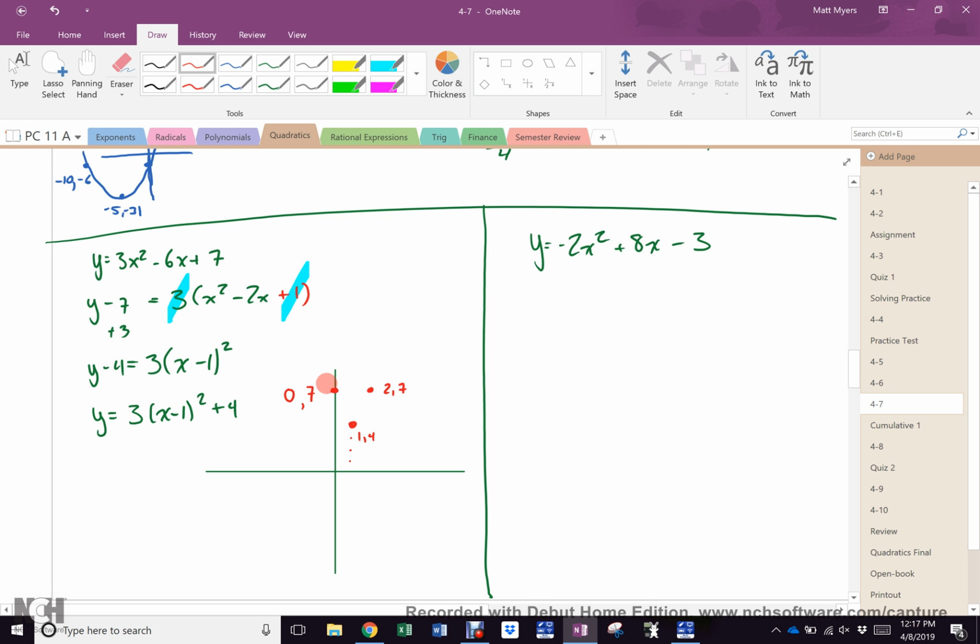But Mr. Myers is a pain in my butt. He wants 5 points. So when I go over 2, how far up should I go? Why is it 12? Because it's a stretch of 3. So when I go over 3, I've got to go up 12. So what is this point going to be? 3, 16. And what is this point over here going to be? You know its y value is what? 16. And you know you're just 2 away from the middle, so it's -1. And there's your 5 points.